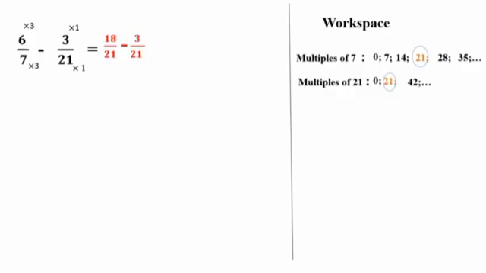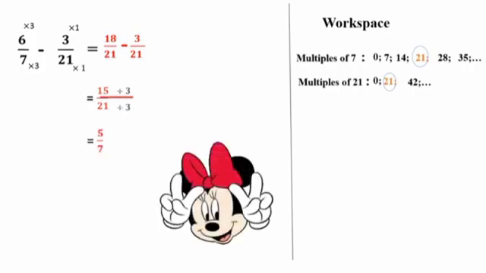Now we can subtract the numerators. 18 minus 3 is equal to 15 over the same denominator, which is 21. We can reduce this fraction by dividing both parts, the numerator and the denominator, by the same number, which is 3. So 15 divided by 3 over 21 divided by 3, and the final answer will be 5 over 7.